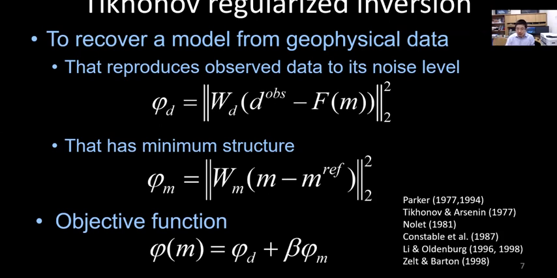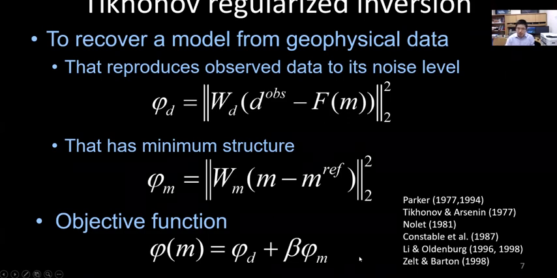the data we collected, which always have noise. Therefore, we have this regularization term, phi m, which is simply a measure of the amount of structure in the model. What we do in practice is combine these two terms, phi d and phi m, with another weighting parameter, which is also known as the regularization parameter. This is our final objective function that we want to minimize when solving the geophysical inverse problem.